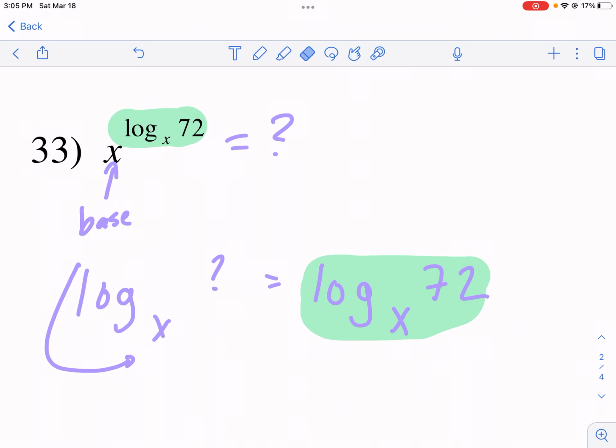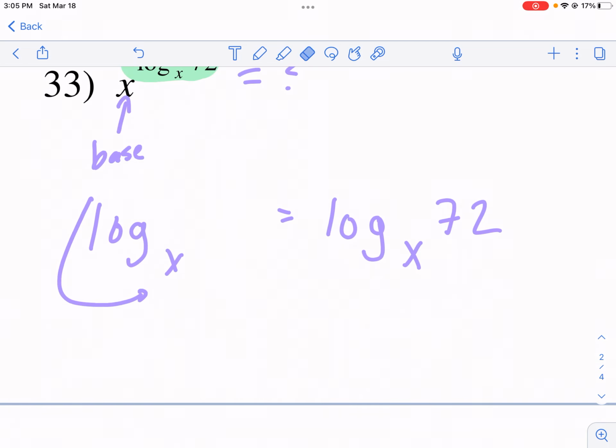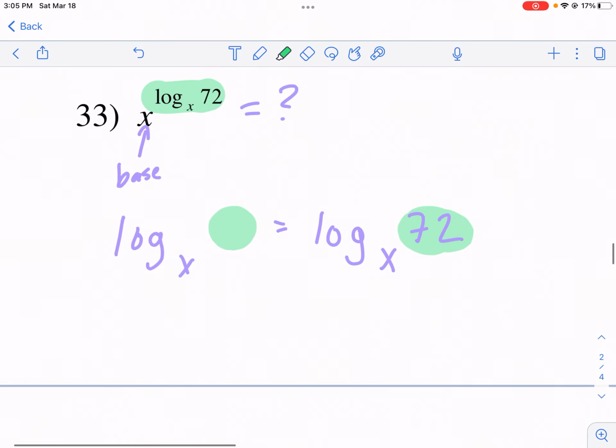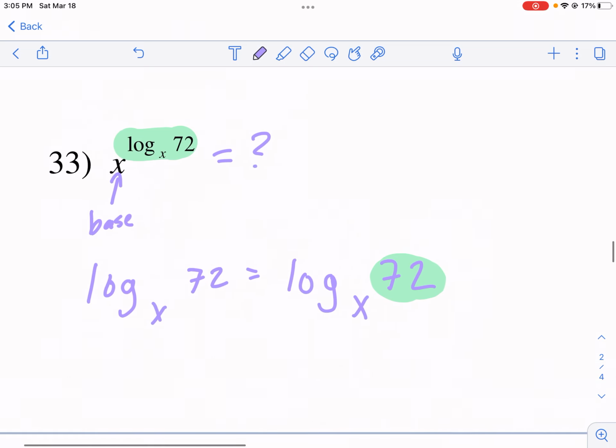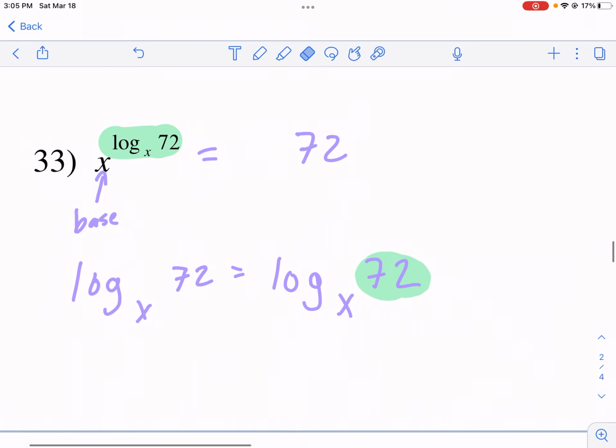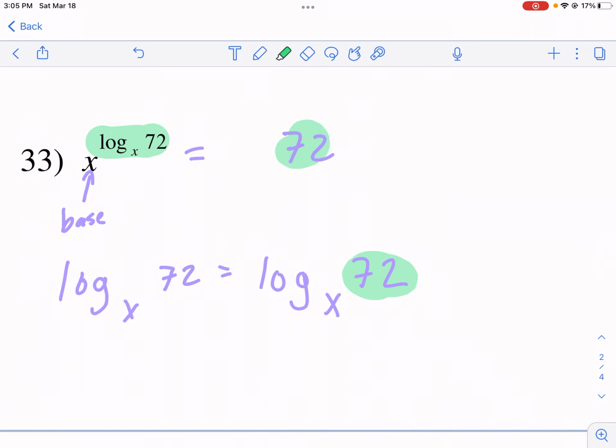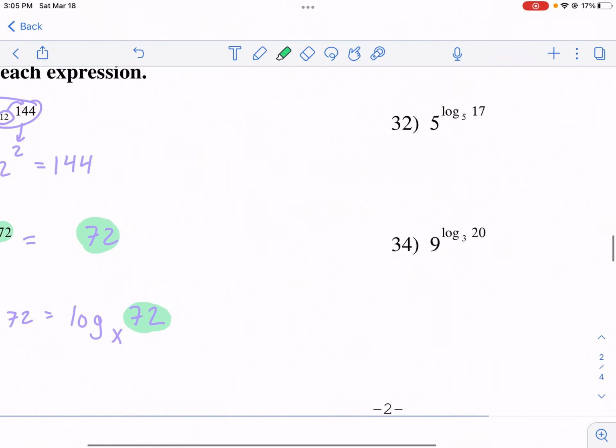So take a look. You see that I have log base x of that question mark, that blank, is equal to log of that same base of 72. So we have to keep it the same on both sides. It's going to be 72. So this actually is equal to 72. This is one of the properties of logarithms. Okay, so it equals 72. We just need to rewrite it in logarithm form.